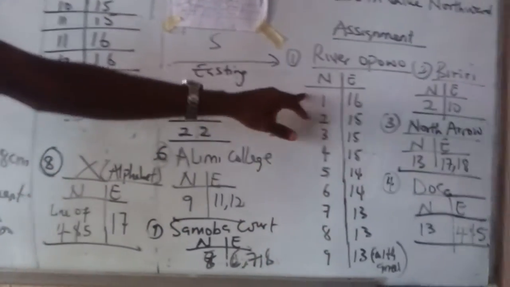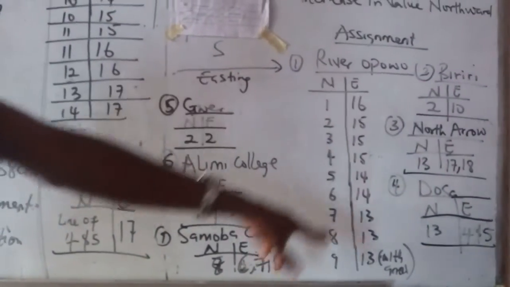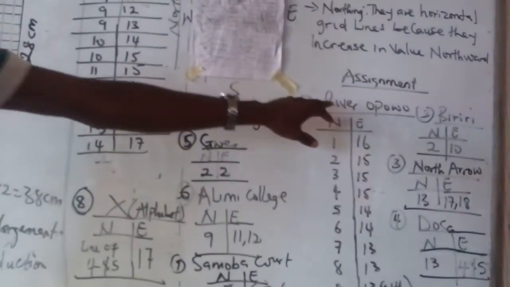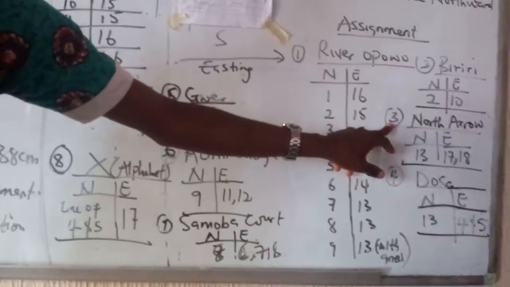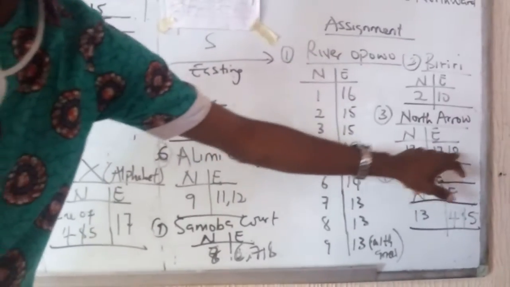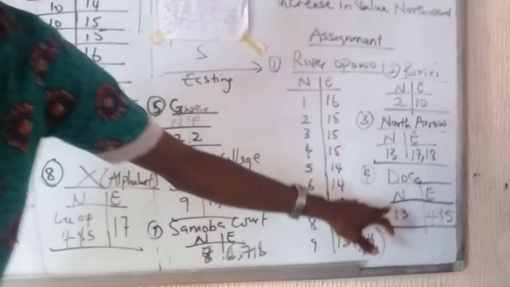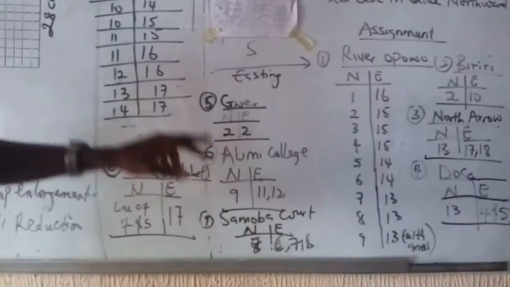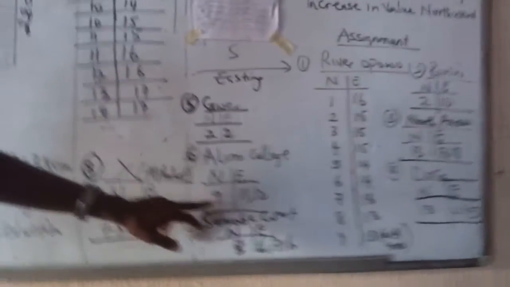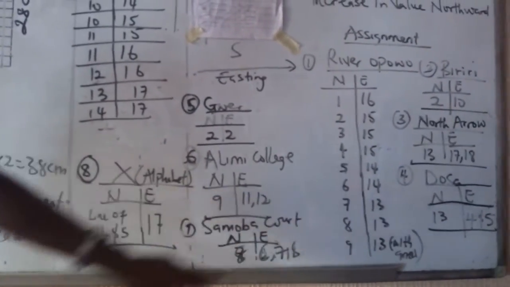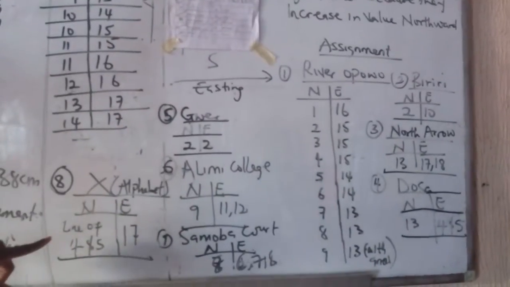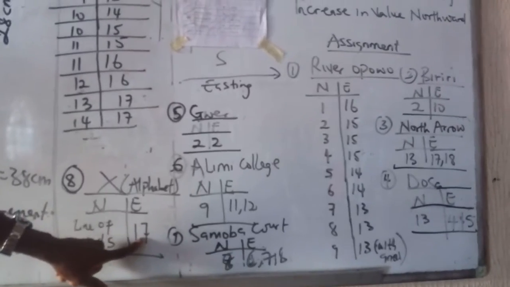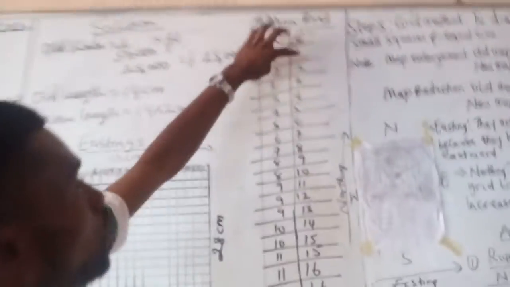So use these numbers 1, 2, 3, 4, and all on the eastern side, and insert Opowo, Biliri, 2, 10, North Arrow, 13, 17, 18, Dosa, 13, 4, and 5. Now, Alimi Courage is 9, 11, and 12. Now, S alphabet is here. So, use 4 and 5, 17. Now, minor road, use 1, 1, 2, 2.